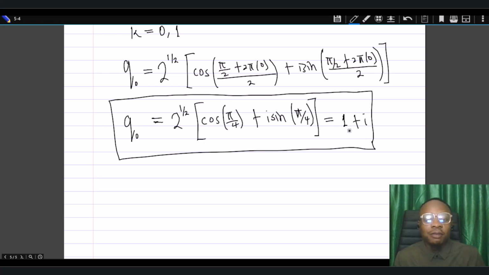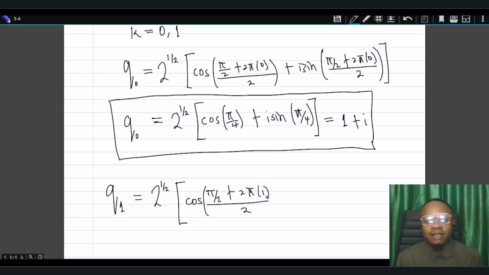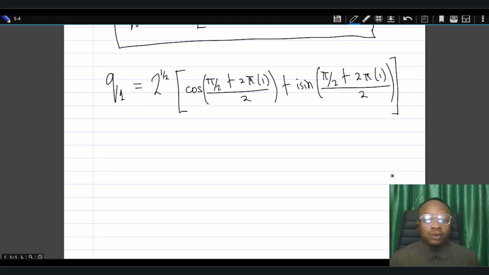And if we wanted it in the form a plus ib, this is it, or x plus iy if you like. So the next one will be q1. We'll make k equal to 1, then we'll get 2 to the power of 1 over 2 into the cosine of (pi over 2 plus 2 pi multiplying 1), then everything here divided by 2. Close off the bracket, then i sine of (pi over 2 plus 2 pi multiplying 1), then everything here divided by 2. Close this off and close this off. So with that, we are good to go.